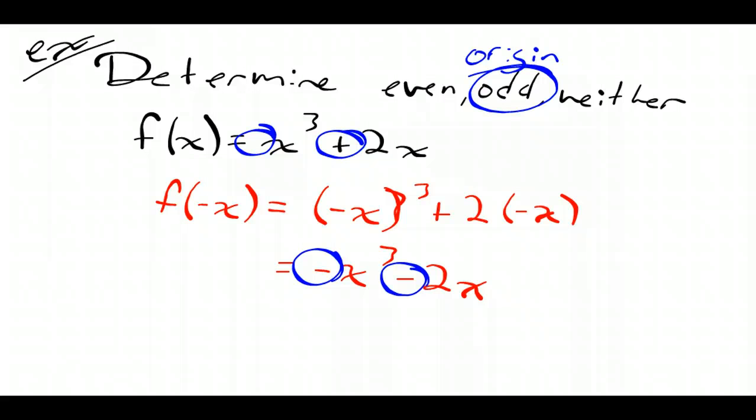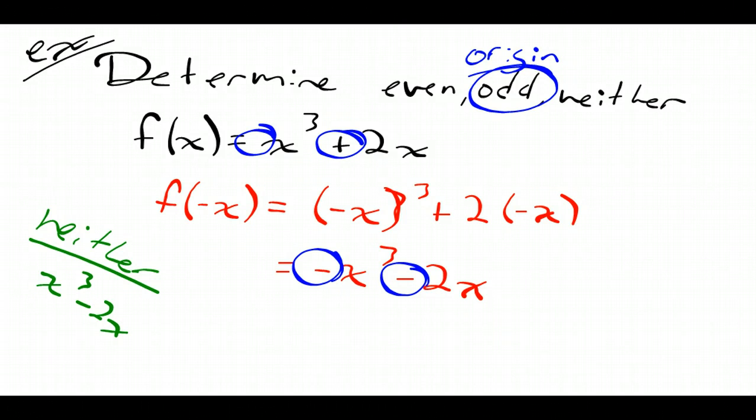For something to be neither, say like if this came out to be x cubed minus 2x, such that the x cubed has the same sign, but the minus 2x has a different sign, this is a case where it would be neither.